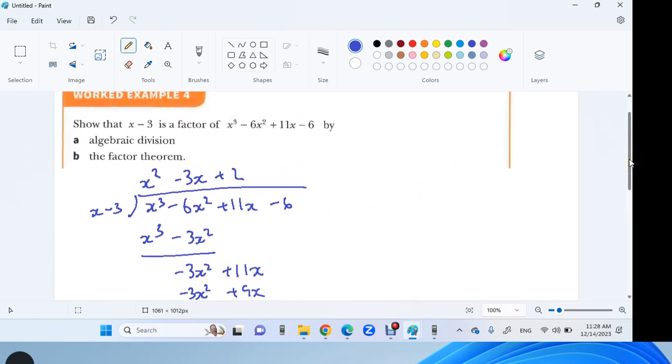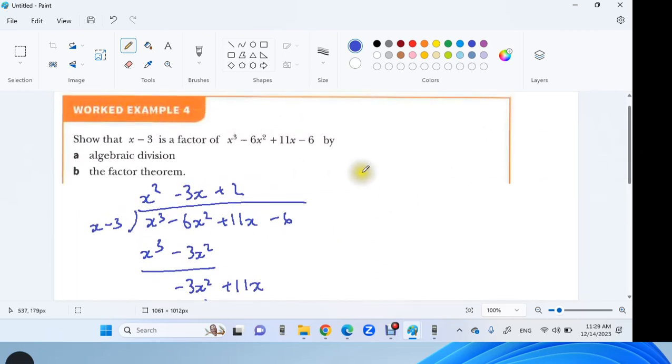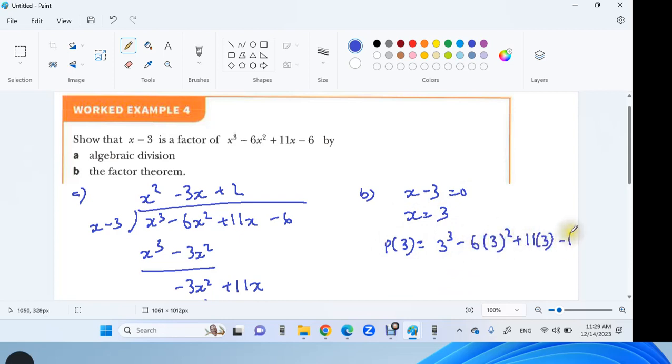But actually, we have no need to do the long division. We use the factor theorem. Since x minus 3 is a factor, x equals 3. So we have p(3) equal to 3 cubed minus 6 times 3 squared plus 11 times 3 minus 6.